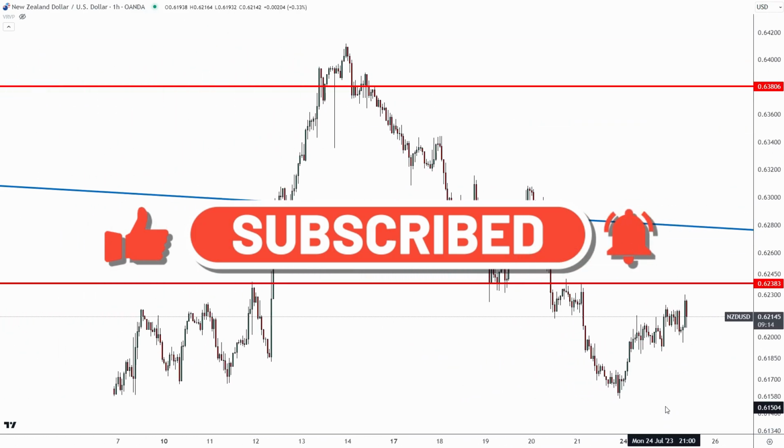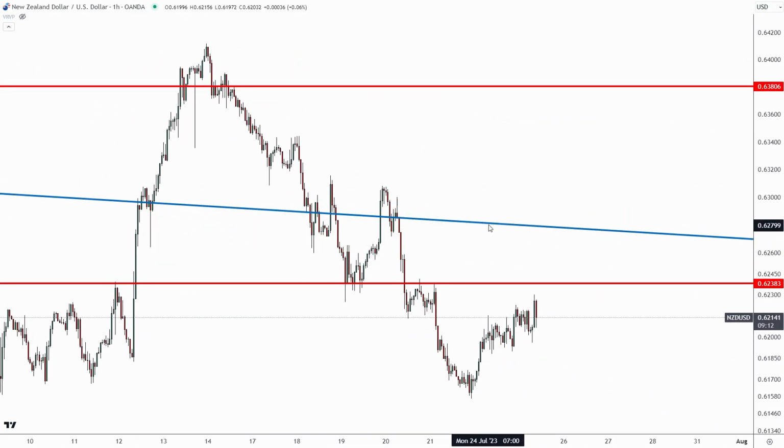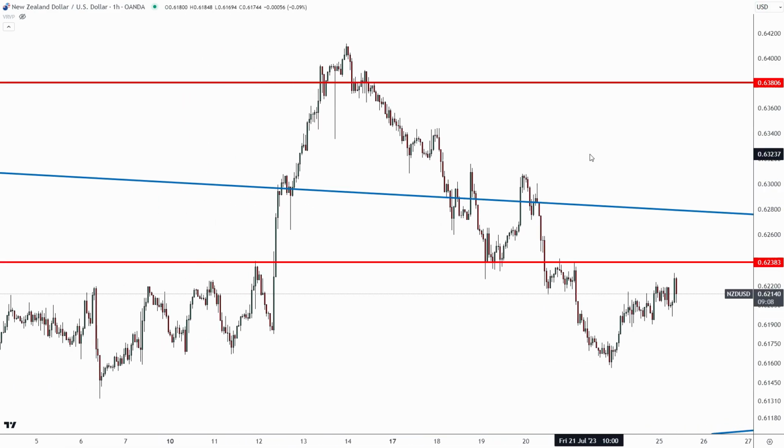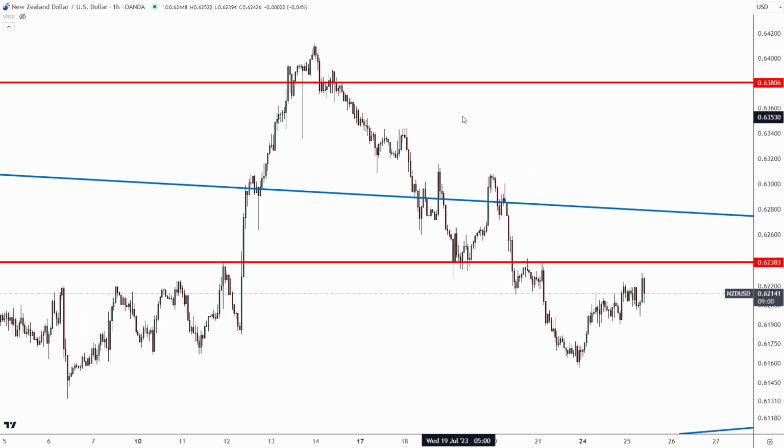Looking at the hourly, this is our trend line up here. You'll notice that the market did not respect it on the hourly, which makes sense because it goes back to 2021. A lot of times when you get a level that significant, you're going to have to look at the higher time frames in order to see the market respect it. With that said, we still know that this trend line here, and also this area around 62.40, is going to be the key resistance for the New Zealand dollar as we head into Wednesday's FOMC.